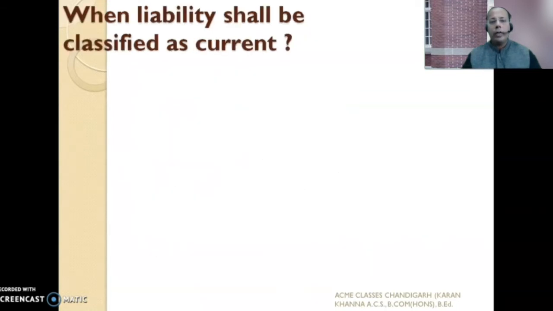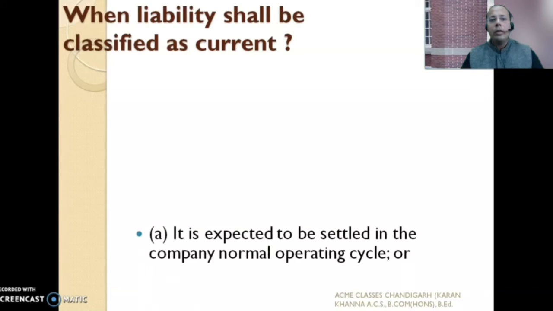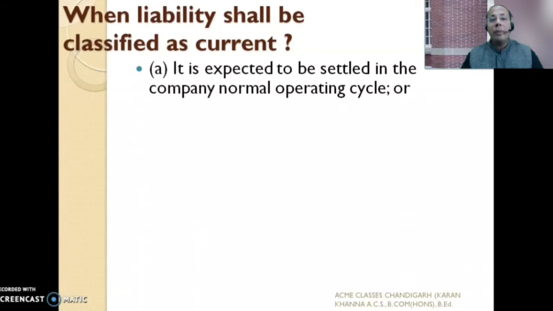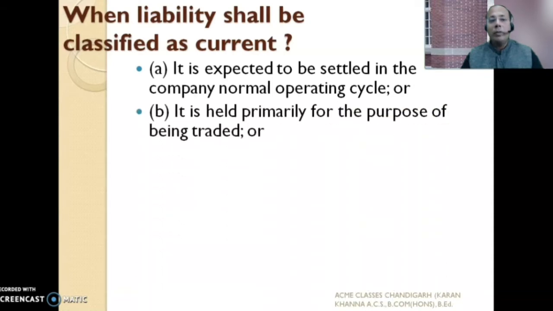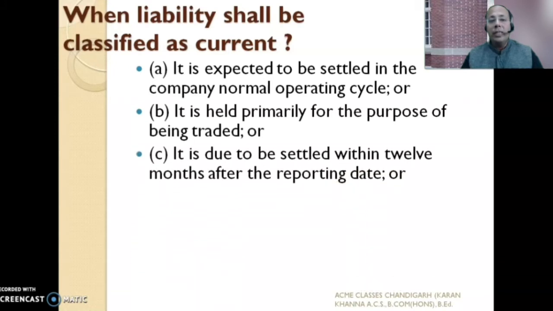Next, we go on to current liabilities. What is a current liability? Normally children define current liability as a liability which is to be paid off within 12 months, and that's it. Well, that's not entirely correct. Let's have a look at the detailed definition of current liabilities. So current liability is the one which is expected to be settled in the normal operating cycle of the business. Number 1, it is primarily held for the purpose of being traded. Number 2, it is due to be settled within 12 months after the reporting date, that is the date of the balance sheet.